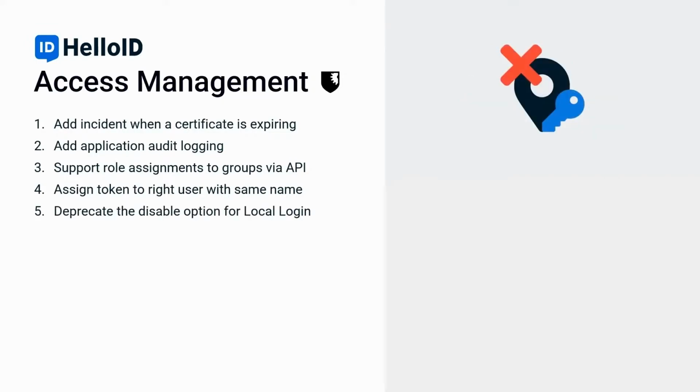Another change that has been made is the deprecation of the Disable Local Login option. Disabling the local login option was causing several issues. When your IDP was down and the local login was disabled, there would be no option to log into the portal anymore. This could cause downtime, and that's unwanted.